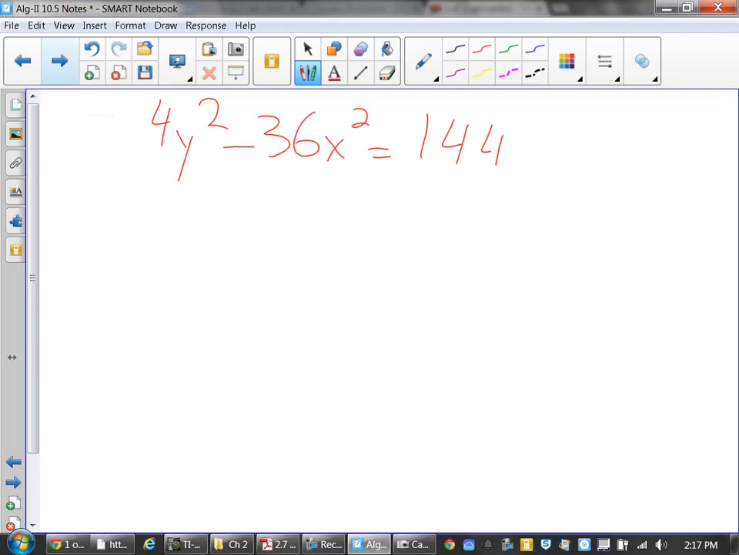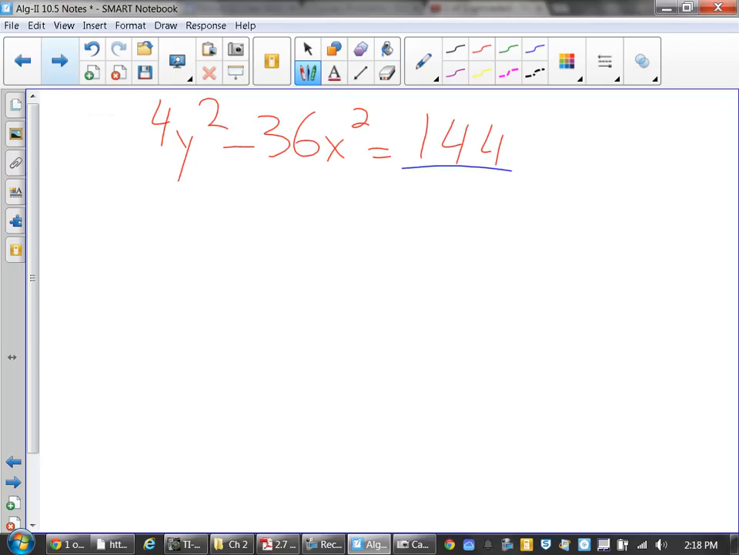Let's try this one. We have 4y squared minus 36x squared equals 144. Is it a circle? What do we have to do? You divide it by 144. Oh, yeah. It's not going to be a circle because there's a subtraction symbol in between. So your first step in this case, like we would before, is to divide everything by 144.